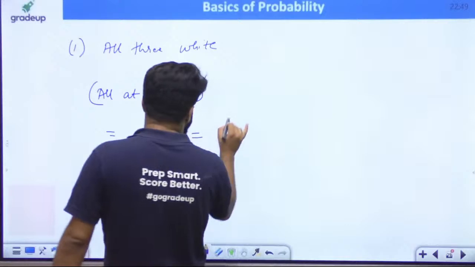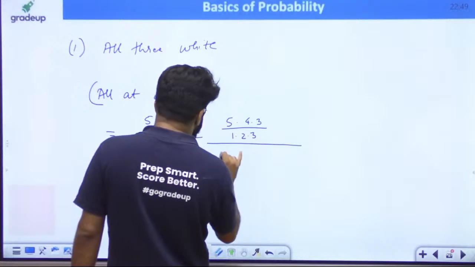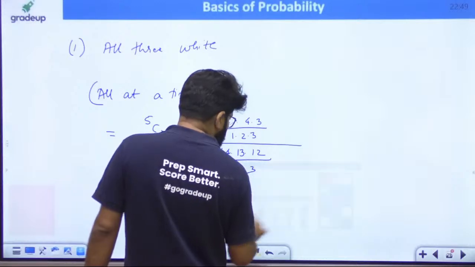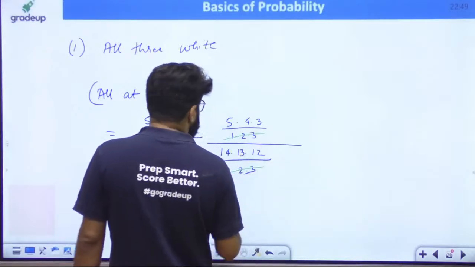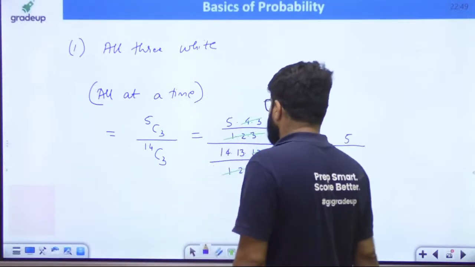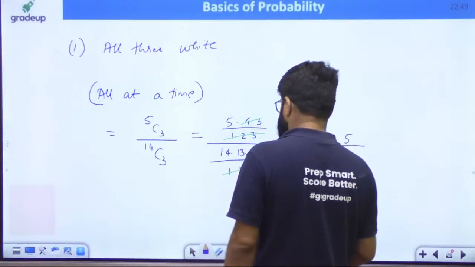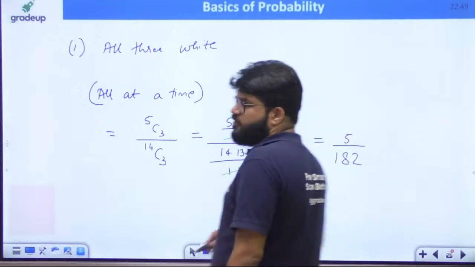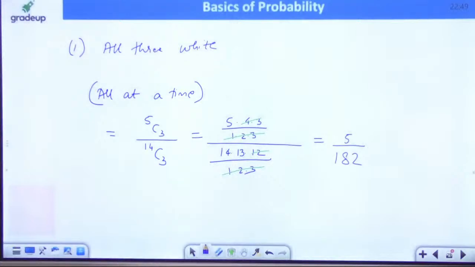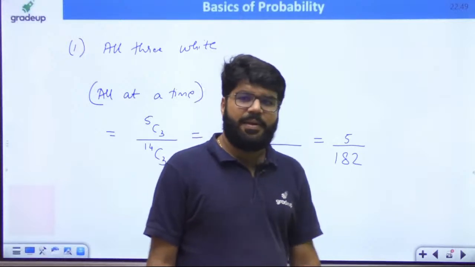5C3 divided by 14C3, so that is 5 into 4 into 3 divided by 1 into 2 into 3, whole divided by 14 into 13 into 12 divided by 1 into 2 into 3. So this is cancelled off. 4 into 3 cancelled with the 12. So answer is 5 divided by 14 into 13, that will become 5 divided by 182. Everybody, right? Got it? 5 divided by 182.